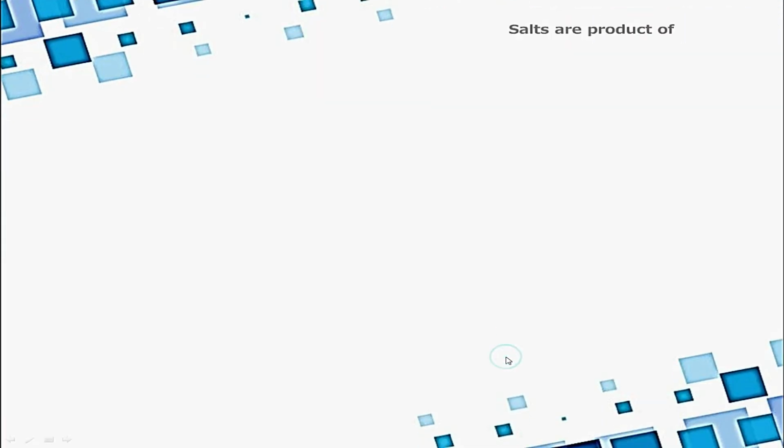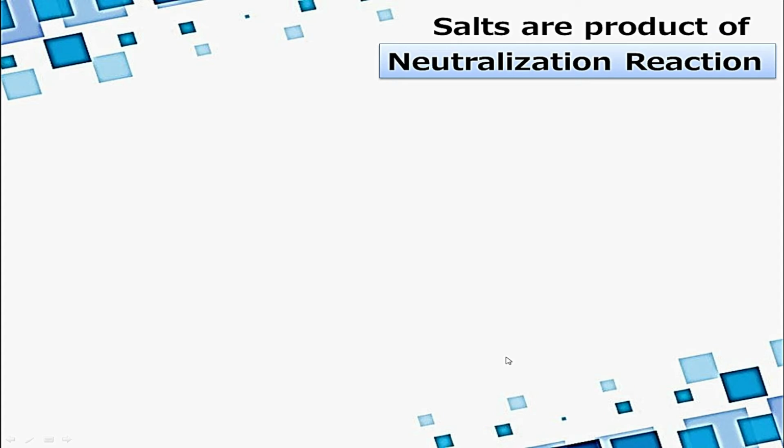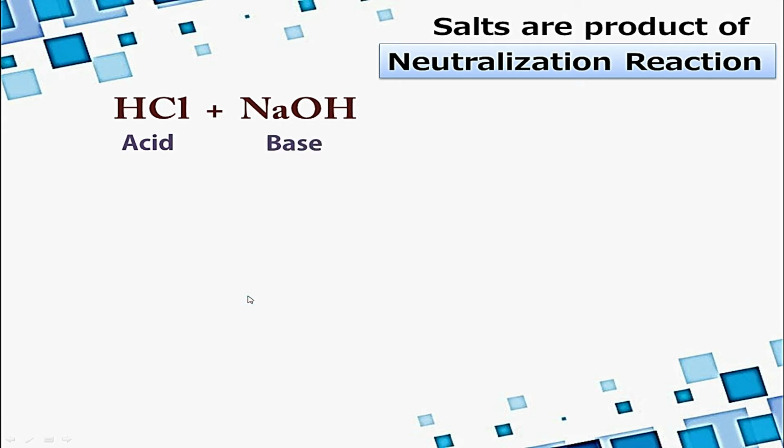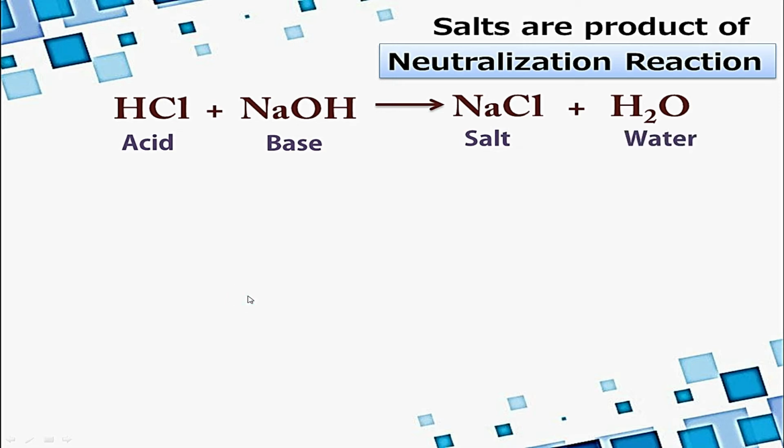Now we will discuss formation of a salt. Salts are basically product of neutralization reaction. A reaction in which an acid reacts with a base. For example, HCl is an acid and NaOH is a base. When these two react together, they will form NaCl and water or salt and water. So, this reaction is known as neutralization reaction and in this type of reaction always a salt is formed. So, salts are product of neutralization reaction.